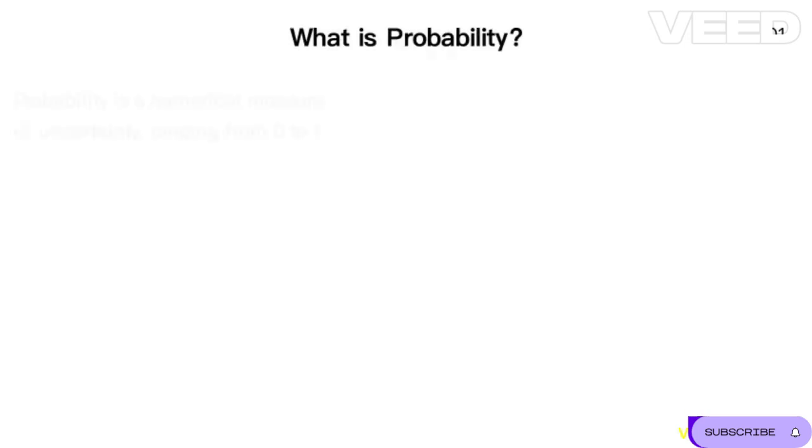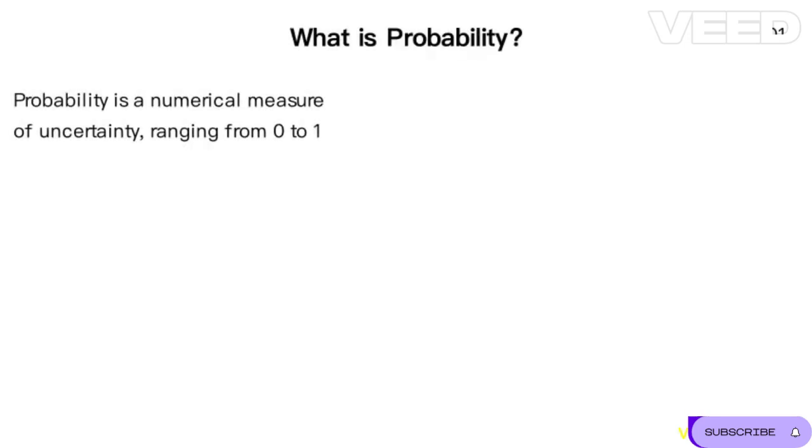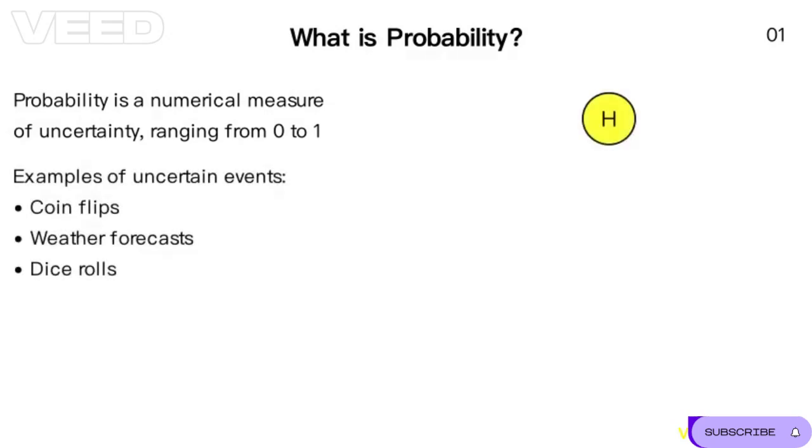Welcome to our Introduction to Probability Theory. Probability is a fundamental concept that helps us measure and understand uncertainty in our daily lives. We encounter uncertainty everywhere. When we flip a coin, we don't know if it will land heads or tails. Weather forecasts predict rain with certain likelihood. Rolling a die gives us one of 6 possible outcomes.